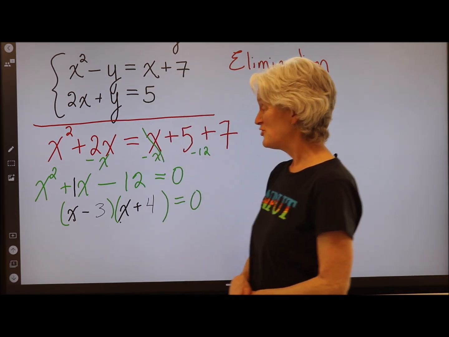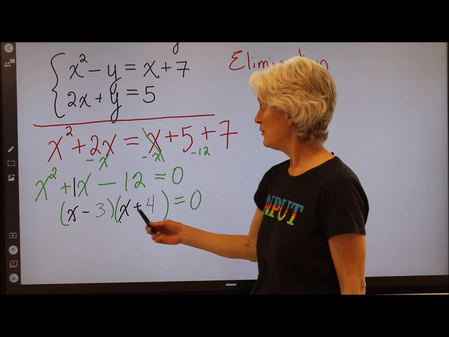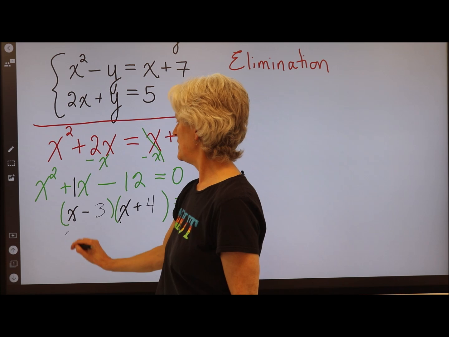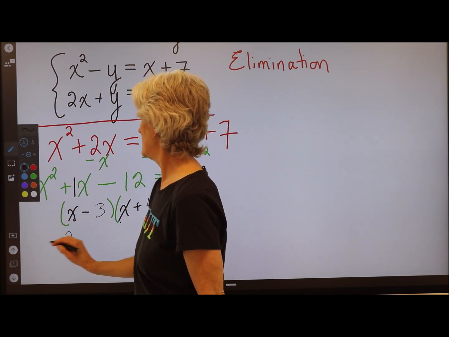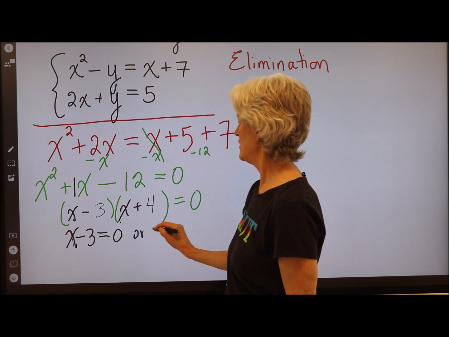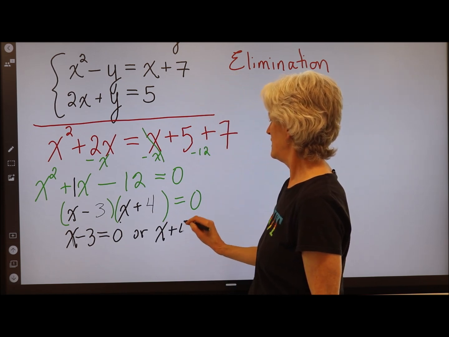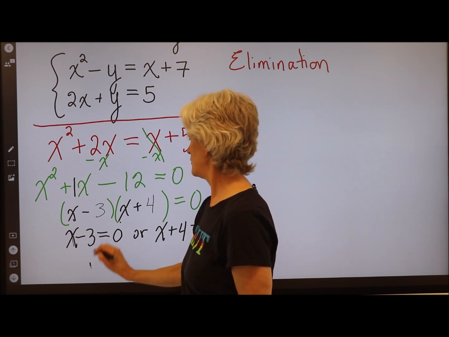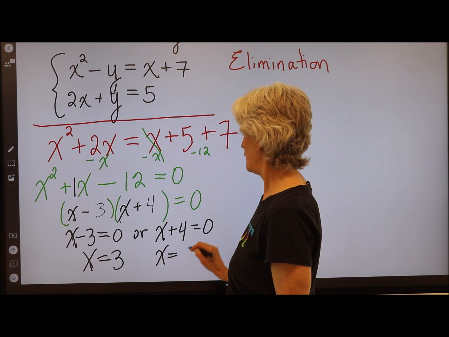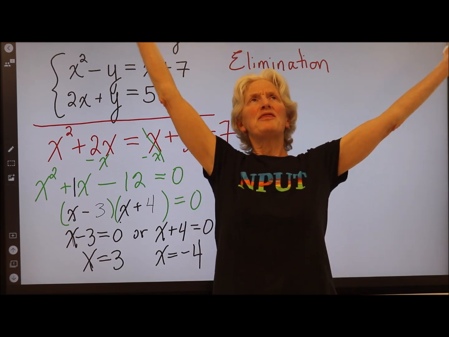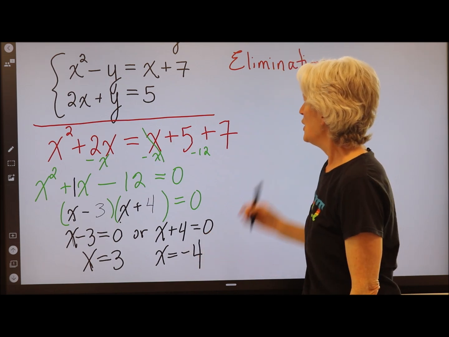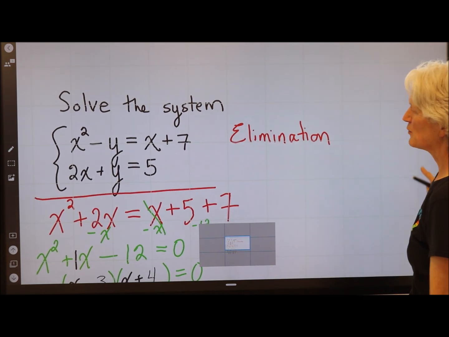So now that I just checked that, I can keep going since those multiply to equal 0. That means either x minus 3 equals 0 or x plus 4 equals 0, which means x equals 3, or x equals negative 4. Yay! We think we're done, but wait, we're not done, because remember what we talked about originally.